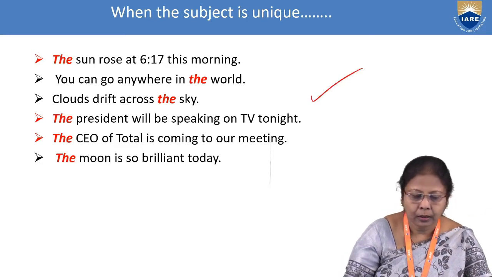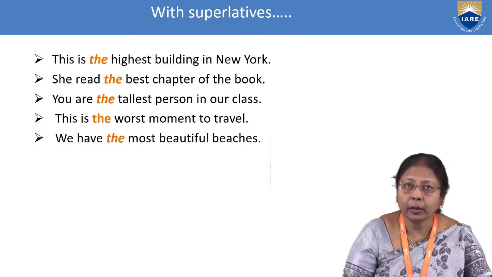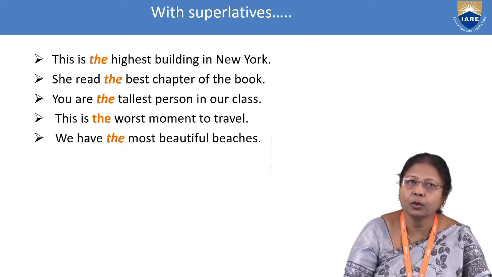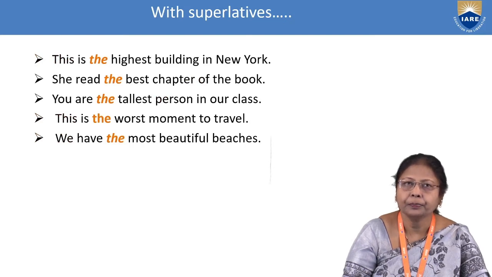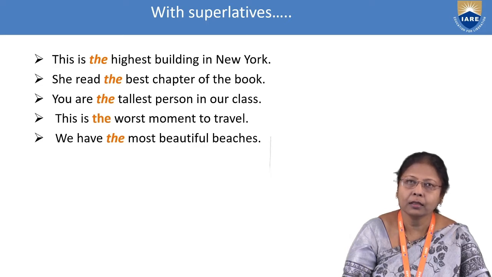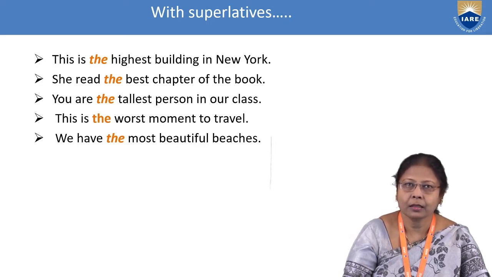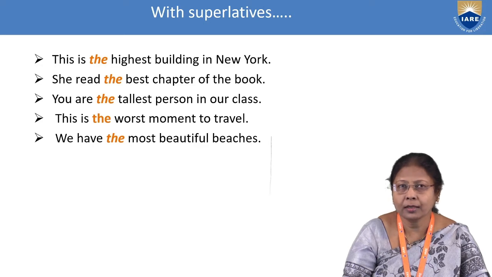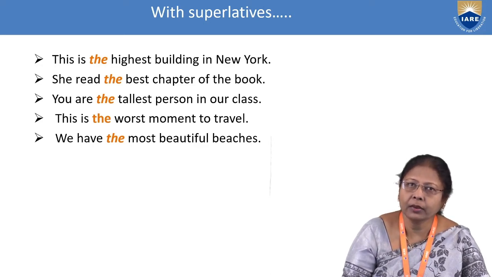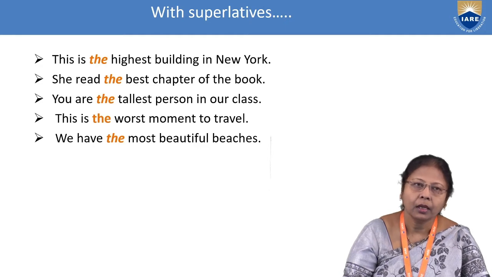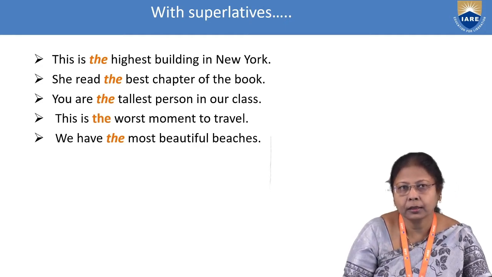Did you understand? And the next one, a very important rule, is with the superlative degree. What is the superlative degree? Good, better, best. Best is superlative. This is the highest building. Highest, best, tallest, worst, most beautiful. Highest means like tallest. So, all these are superlative degrees. Before the superlative degree, we have to use the definite article the.